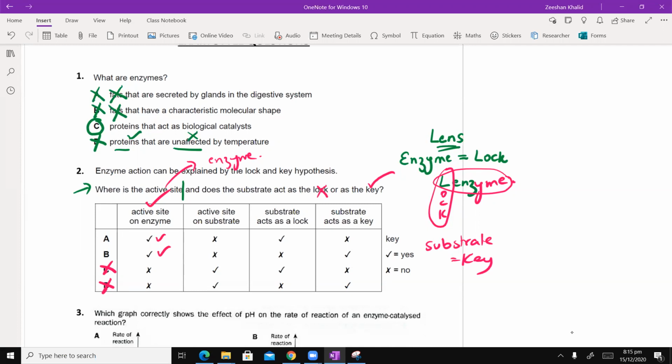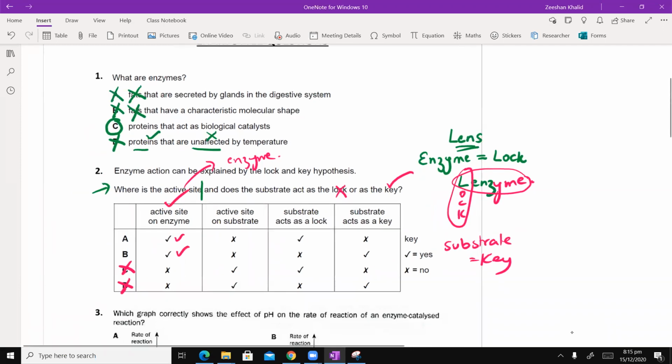Active site on the substrate. Well, no, it's not on the substrate. Yes, so the cross is actually correct. Okay, so again, this is also fine. Substrate acts as a lock. Does substrate act as a lock? No, that's the enzyme. So that is correct.